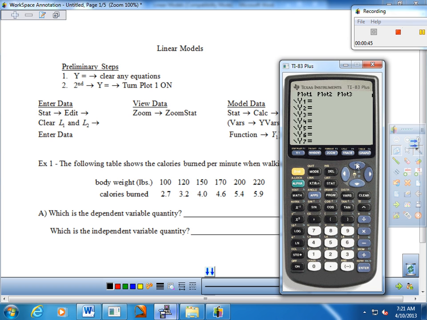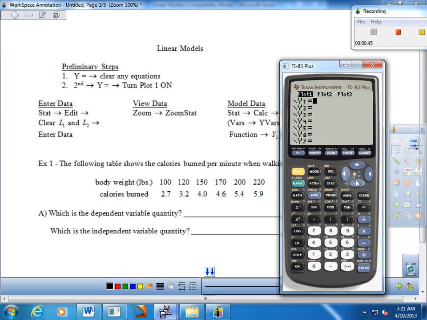So here's what I'm going to do. Do you see up here plot 1, plot 2, plot 3? So a quick way to just turn it on and turn it off is to just go ahead and highlight it and maybe press enter. And notice in that case now my stat plot is on. And that's good. We do want that on. So that's one way to do it.